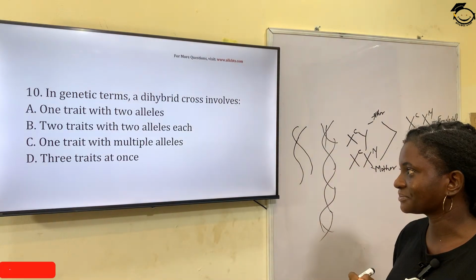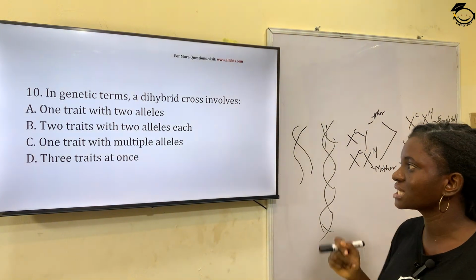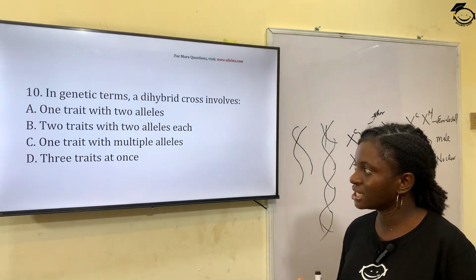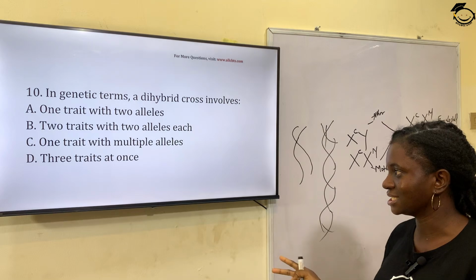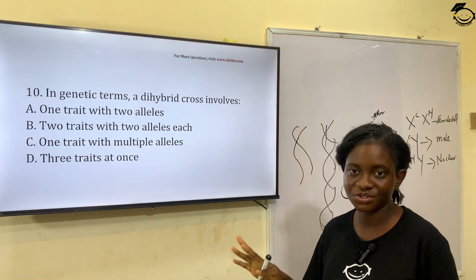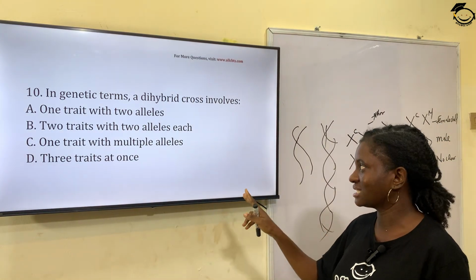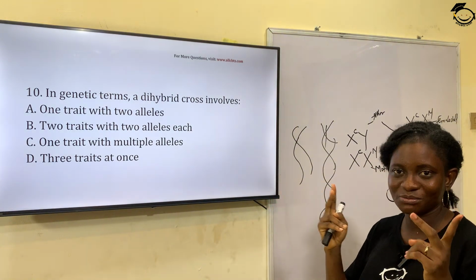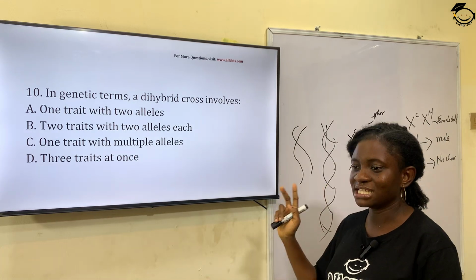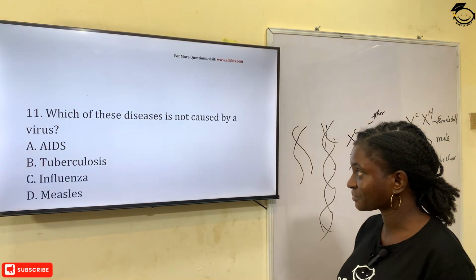Question 10. In genetic terms, a dihybrid cross involves: A, one trait with two alleles. B, two traits with two alleles each. C, one trait with multiple alleles. D, three traits at once. The correct answer here is two traits with two alleles each. If it's dihybrid, it has to be two each. So two traits with two alleles each is the correct answer for this question.